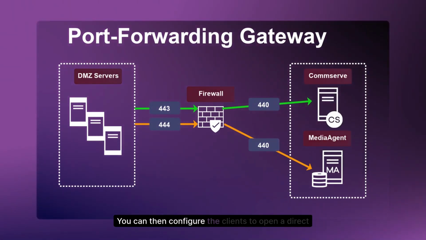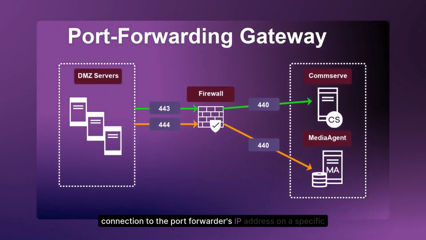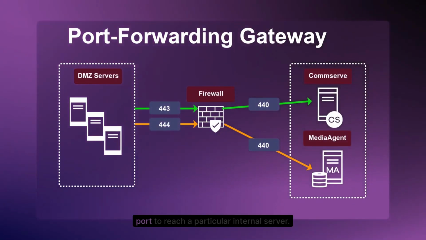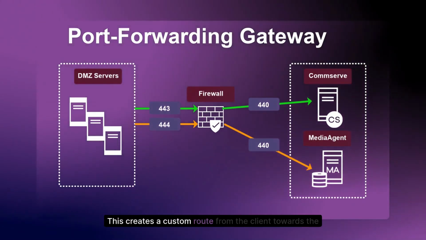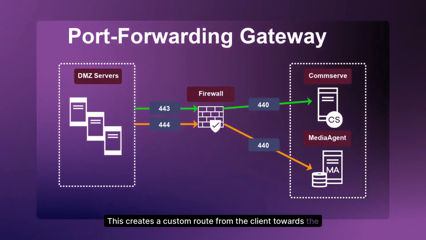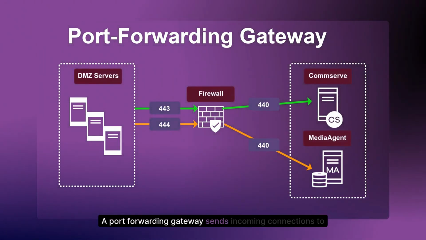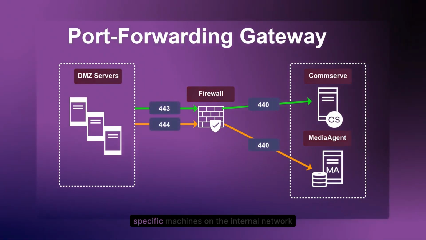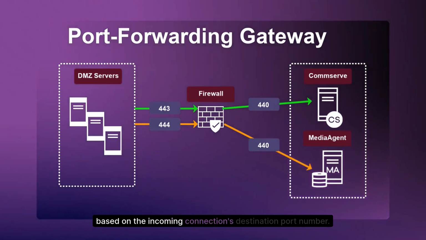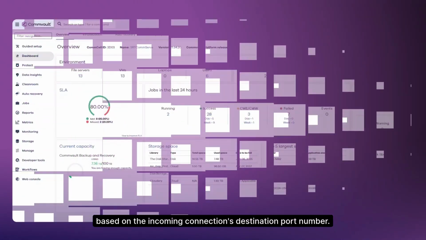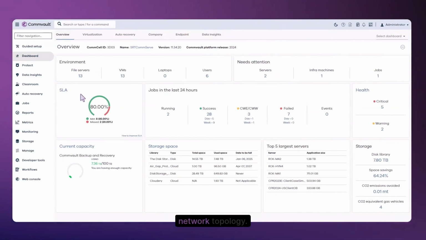You can then configure the client to open a direct connection to the port forwarder's IP address on a specific port to reach a particular internal server. This creates a custom route from the client towards the internal servers. A port forwarding gateway sends incoming connections to specific machines on the internal network based on the incoming connection's destination port number. Let's look at a short demonstration of how to create a network topology.